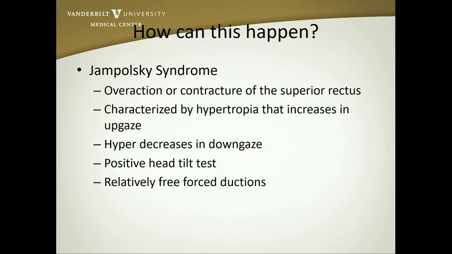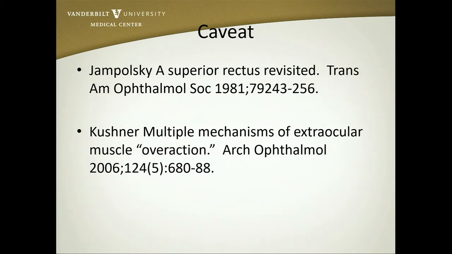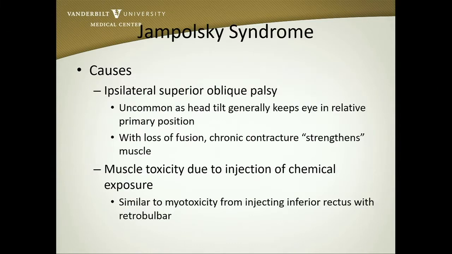There's a positive head tilt test and relatively free forced ductions. Jampolsky described this, I think, way back in the 60s, but I think wrote about it mostly in the 80s. It's generally associated with a superior oblique palsy and chronic contracture of the superior rectus muscle on the ipsilateral side. My understanding of this has been influenced by Bert Kushner's writing, and he had a paper in Archives about mechanisms of extraocular muscle overaction. So what could really be happening here? Again, the Jampolsky syndrome, with an ipsilateral superior oblique palsy.